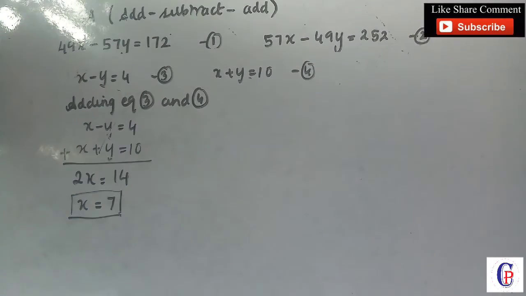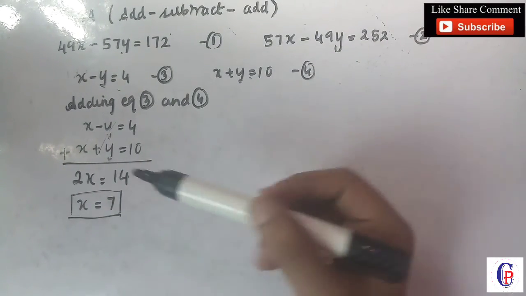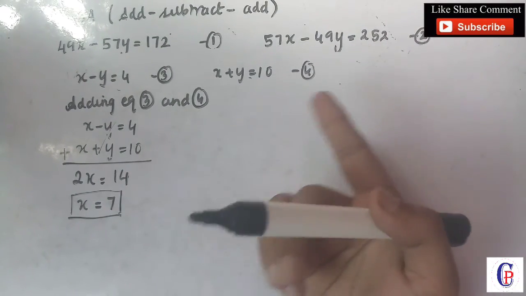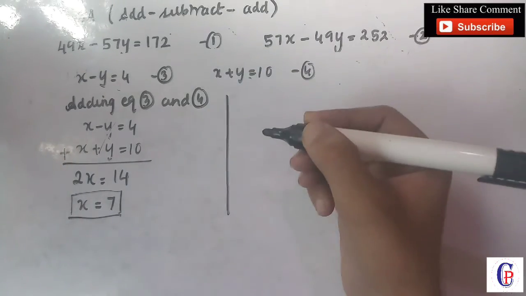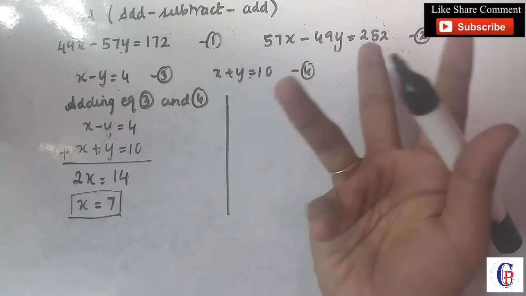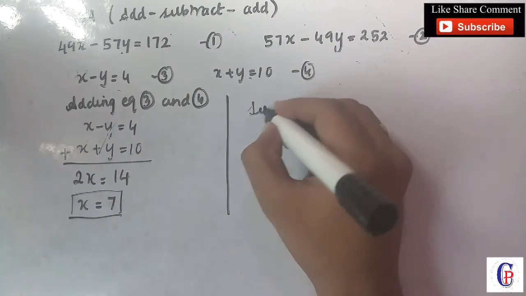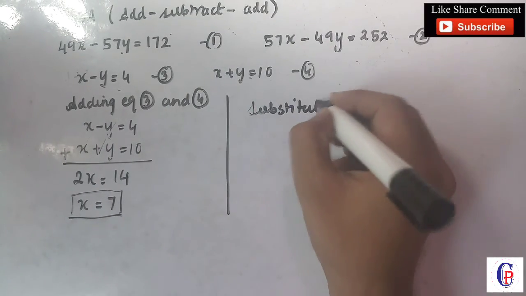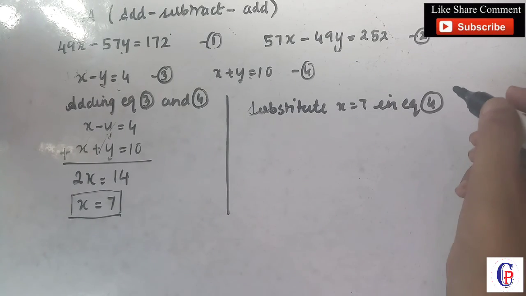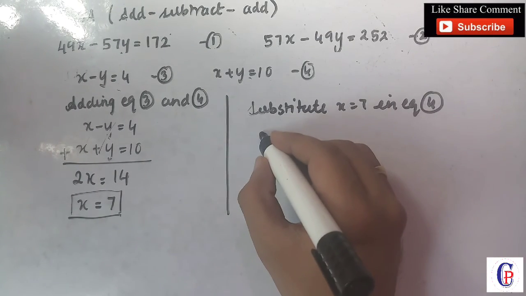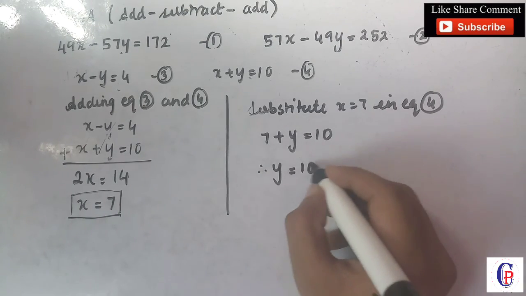Now we have 4 equations, right? We have equation 1, 2, 3 and 4. To find the value of y, you can substitute in any of the equations. Of course, you will choose the easy one. There is nothing like easy, you can choose any which you are comfortable with. I will take this 4th equation. So substitute x equal to 7 in equation 4. Once you put this x equal to 7 in equation 4, you get 7 plus y is equal to 10. Therefore y is 10 minus 7.